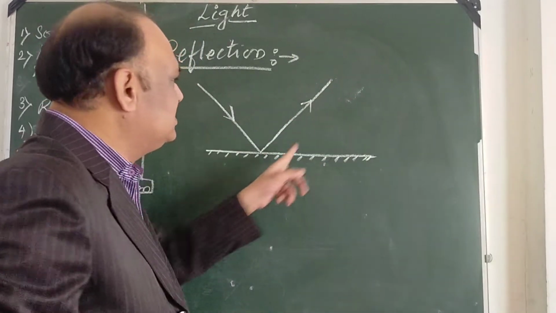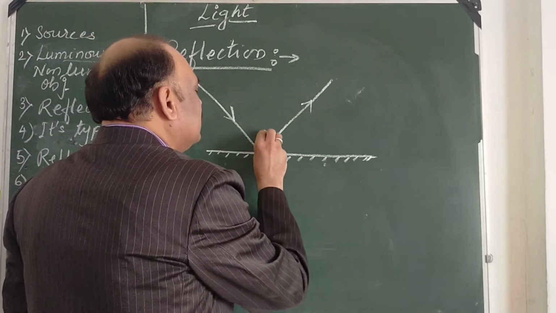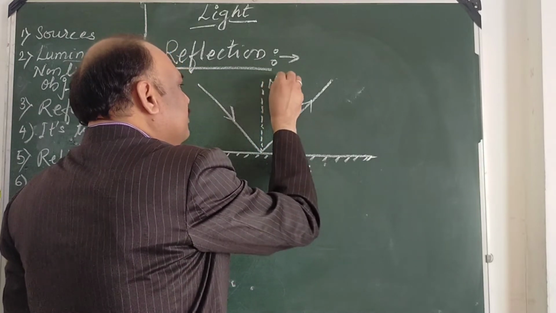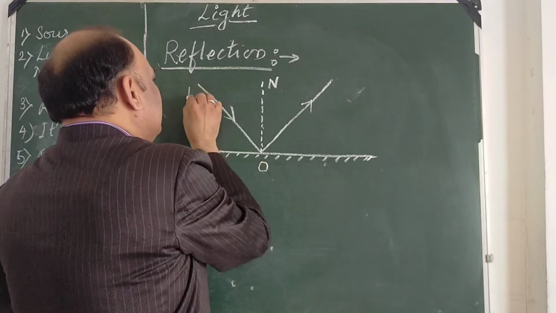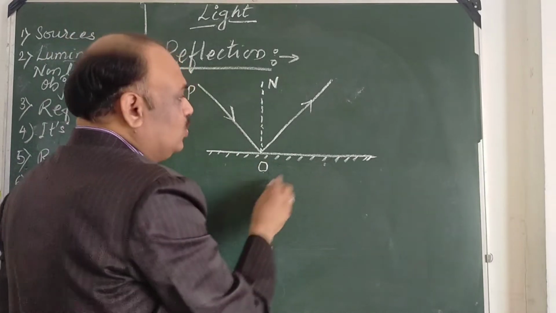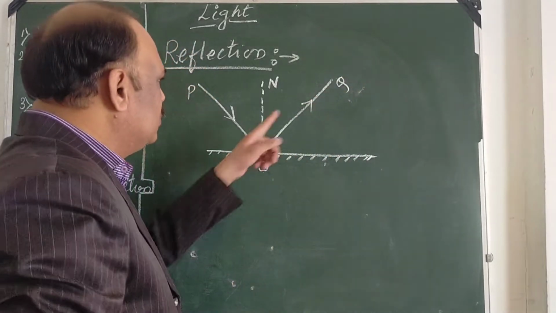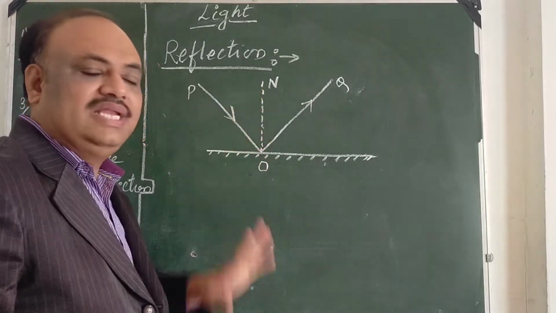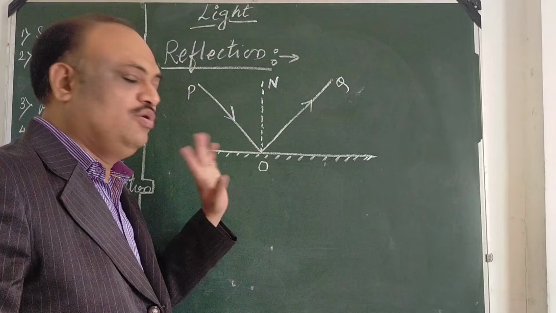So this is the incident ray, this is the reflected ray, and I'll drop a perpendicular here. We call it the normal. I am representing it by ON, the incident ray by PO, and the reflected ray by OQ. So OQ is the reflected ray, PO is the incident ray, and ON is the normal to the reflecting surface at the point of incidence.